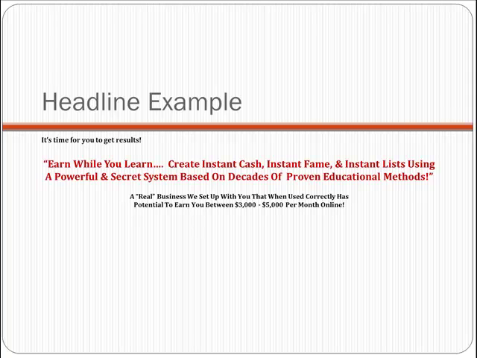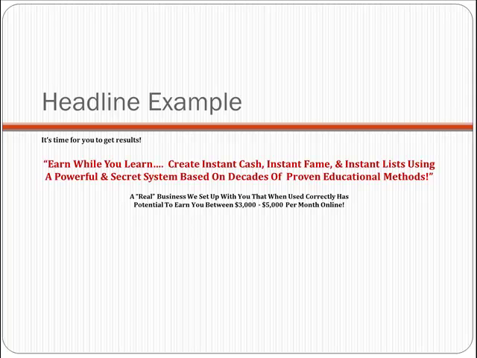All right, here's an example of a headline, and we're going to look at this example a little bit closer now to see if we can find the hook in this headline here. And this is probably not the greatest headline. We just kind of put it in here for an example so that we can look at it, but it's a pretty decent one. Basically it says it's time for you to get results. Everybody wants results. Now, the headline says, earn while you learn. Create instant cash, instant fame, and instant lists using a powerful and secret system based on decades of proven educational methods. A real business we set up with you that when used correctly, has potential to earn you between $3,000 to $5,000 per month online.